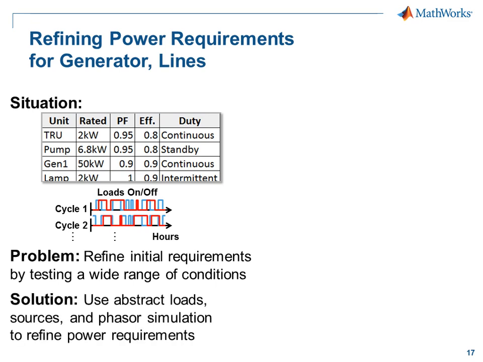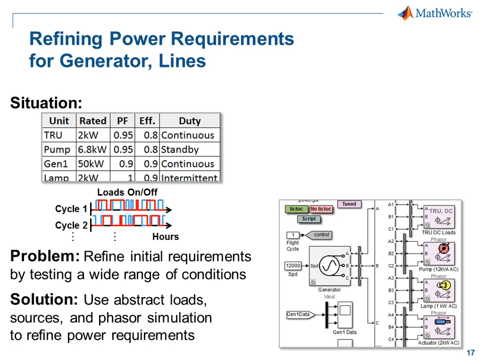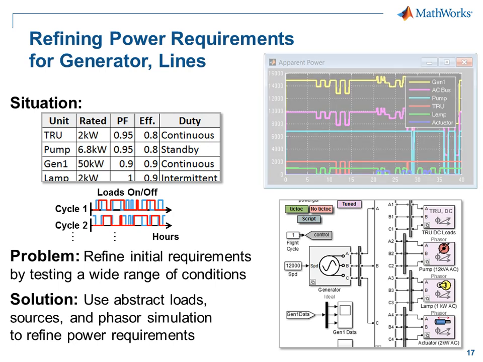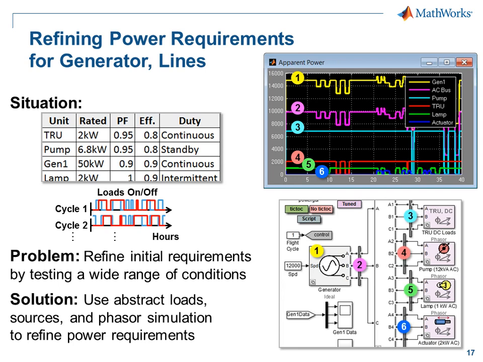We're going to do that by configuring the model to run with abstract loads and sources so that we can test it under a wide range of conditions. We'll configure the model to use abstract models of the AC loads and the generator and see the power that is generated or consumed under this wide range of conditions. I'll now switch over to the model so you can see how this is done.